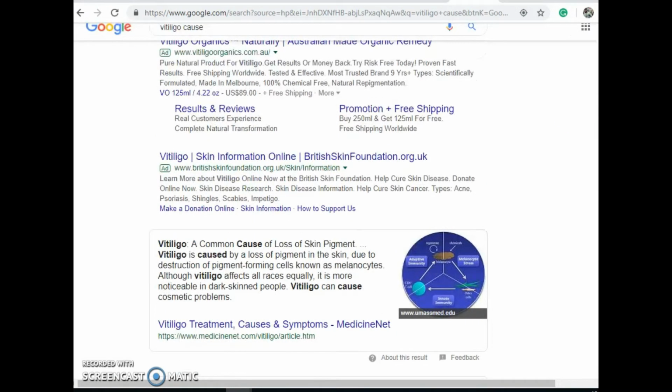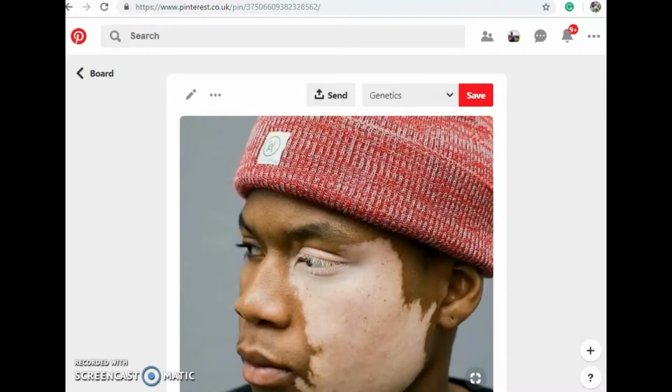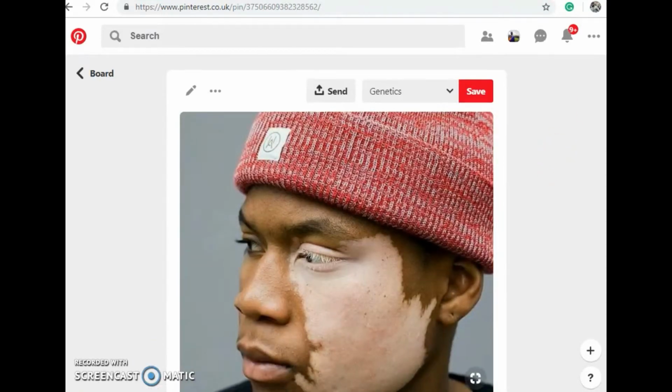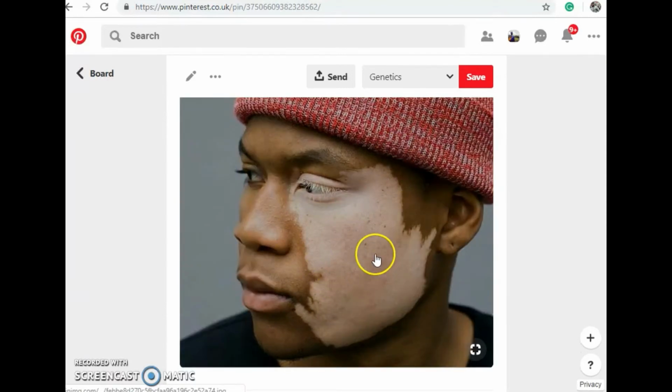Okay, so let's have a look. Vitiligo, a common cause of loss of skin pigment. Vitiligo is caused by a loss of pigment in the skin. Yes, I knew that. Due to destruction of pigment-forming cells known as melanocytes. Although vitiligo affects all races equally, yeah, it's true. It is more noticeable in dark-skinned people, because there are two different colors. Vitiligo can cause cosmetic problems. No, I want to know what causes it on a genetic level.